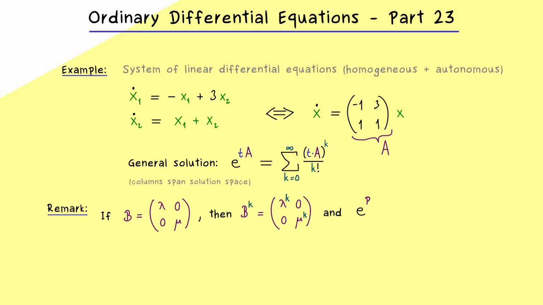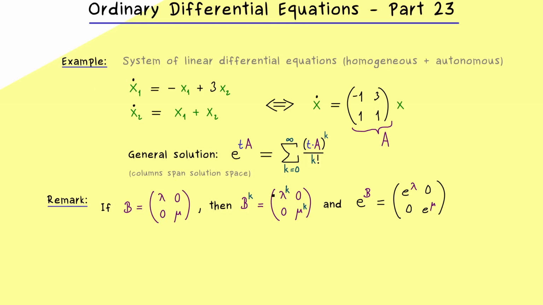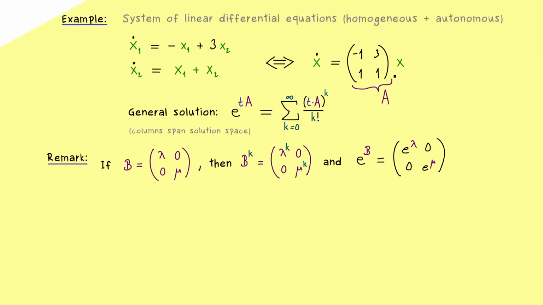So e to the power B here is given by a diagonal matrix again. Namely, as we see, we have e to the power lambda and e to the power mu. So this is simple and nice, and we can remember diagonal matrices don't make any problems at all. However, this does not help for our example, because obviously A is not a diagonal matrix. But maybe it's possible to transform A into a diagonal matrix.